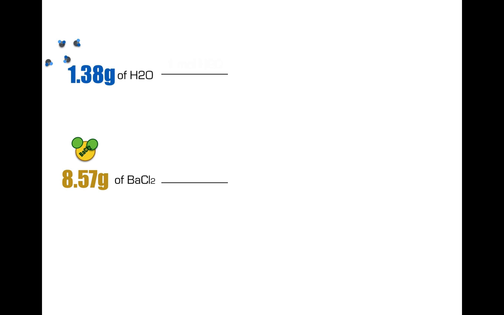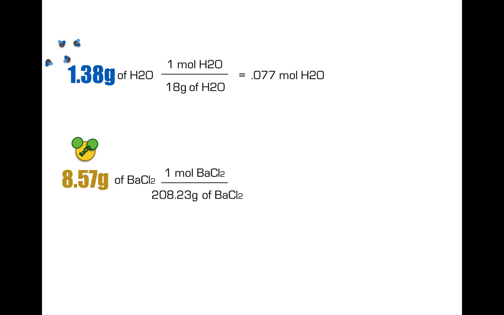So 1.38 grams of H2O. So I need the molar mass of H2O, which is 18. I do the math and I end up with 0.077 moles of H2O. All right, so I'm one step closer. Now I need the moles of my barium chloride, the anhydrous barium chloride. So 1 mole of barium dichloride there is 208.23. And I do the math of 8.57 divided by 208.23, and I end up with 0.041 moles of barium chloride.